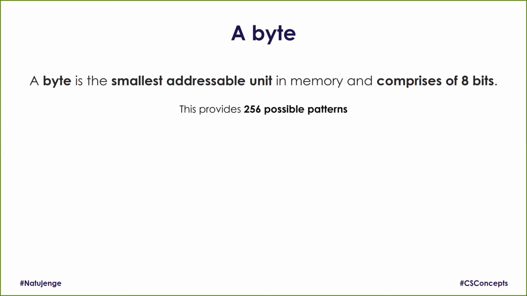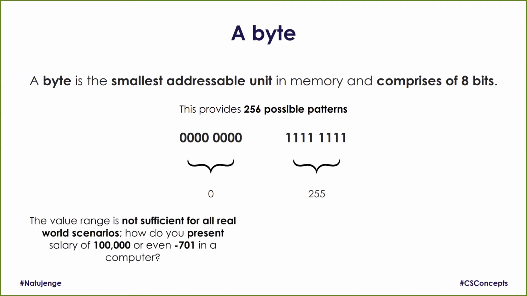We know that 8 bits give us 256 possible values or patterns. And when all the bits are set to 0, we get a 0. When all the bits are set to 1, we get 255. And this is in decimal format. You must agree with me that this range of values is not sufficient to cater for all the world problems. Sometimes you might need to store data that is more than 255 or even less than 0.